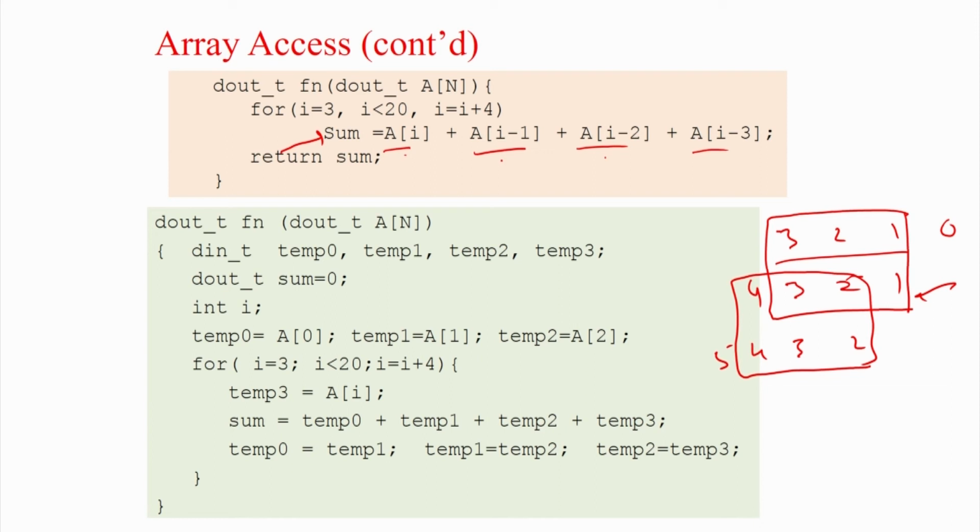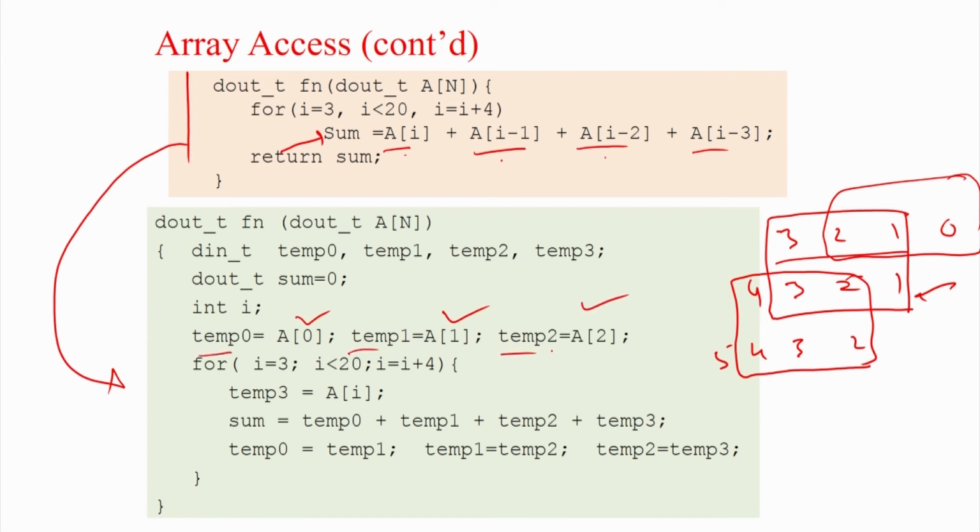So, now you should write this code this way. Before the start of the loop, I initially read A0, A1 and A2 into 3 temporary variables, temp 0, temp 1 and temp 2. In the loop, I am just reading A3, and the values of A2, A1 and A0 are already available here. So the sum I am doing uses temp 0, temp 1 and temp 2, which are already read and stored there, plus A3.